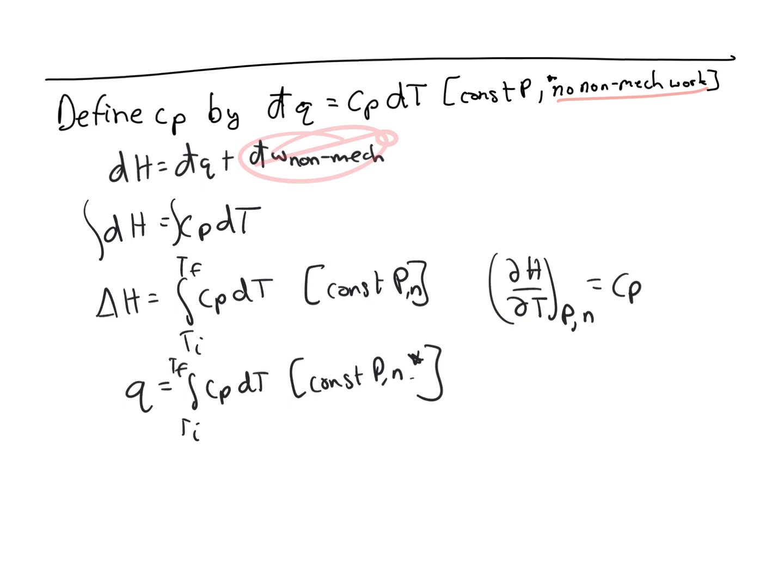And similarly, even if there is mechanical work, we can always calculate delta H directly from the heat capacity, because delta H is that thermodynamic variable. So it doesn't matter how we go from initial to final. If the pressure is constant, this is delta H.